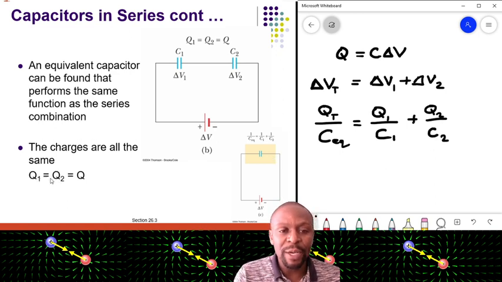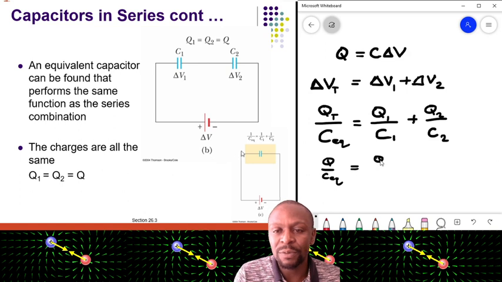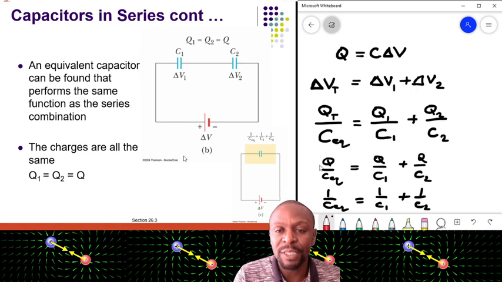Now when you look here, Q1 is equal to Q2 is equal to Q total. Therefore, because Q total is the same as Q1 and the same as Q2, all the Q's will just cancel. That will mean that this equation is Q divided by C equivalent equals Q divided by C1 plus Q divided by C2. As a result, you can see that 1 over C equivalent is equal to 1 over C1 plus 1 over C2, because these Q's cancel each other.